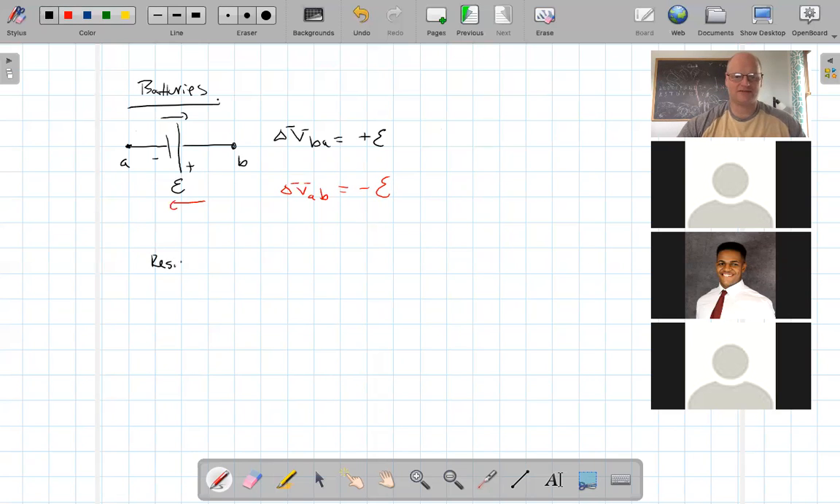For resistors, here's my resistor. So A, B, and in this case, let's say the current is going this way. So this is my current.